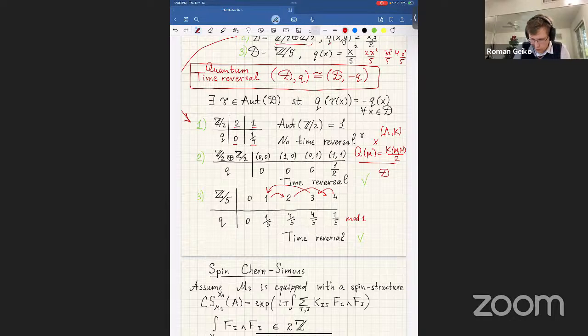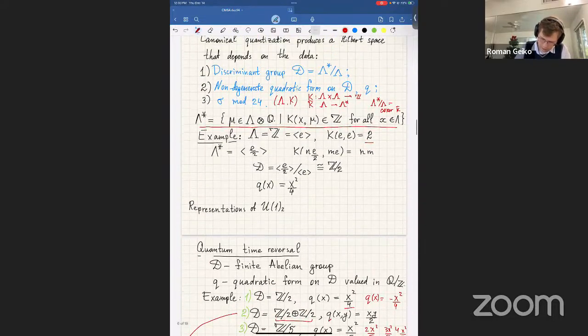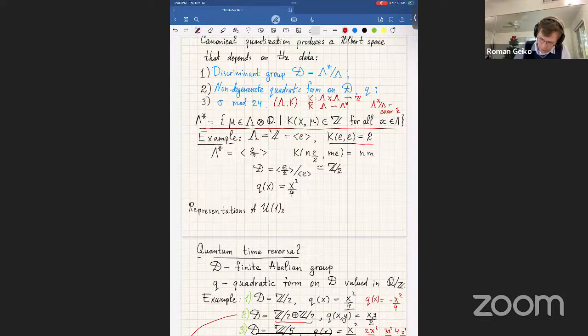And then we go to D, lambda star mod lambda, and we extend K and Q by linearity. So I'm just saying that this K and this Q induce a symmetric form on D and a quadratic form on D. So for example, here I had a bilinear form, and the corresponding quadratic form evaluates as 1 on the generator. And now I know that the element of D is just E over 2. So now I'm evaluating Q on E over 2. But this is quadratic, so I know it's going to be 1 over 4.